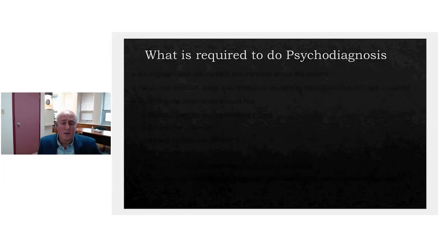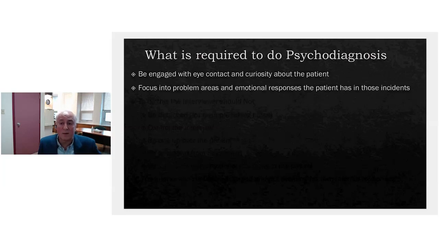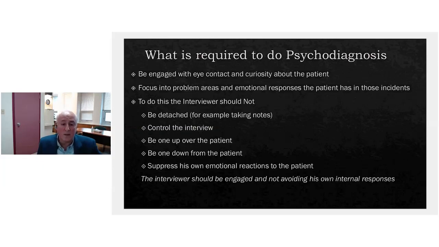So to do this kind of assessment, it needs certain things from us. It needs us to be engaged with the person, with eye contact, trying to form a therapeutic attachment, even in a consult, to focus on the problem areas and look at the responses the person has when they talk about the incidents. The other things are more like what not to do: not being overly avoiding of the patient, not controlling the interview, not being one up over the patient, not being one down from the patient, not suppressing your own responses to the patient. So be engaged, don't avoid your own internal responses, and use those to understand the patient's response and to see how they respond to a concerned person.